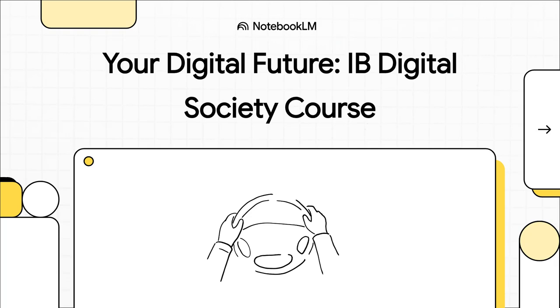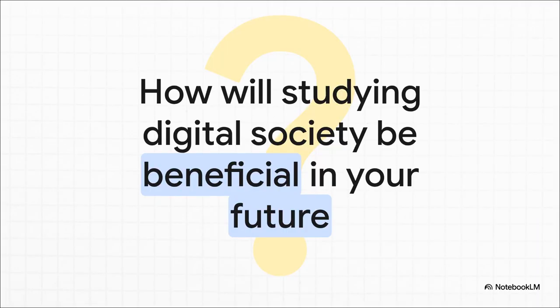Today, we're diving into a course that's all about the world you're living in right now and the future you're helping to build, the IB Digital Society course. So let's just jump right in and figure out what this is all about, and more importantly, what it means for you. So this is the big question, right? It's about way more than just passing another class. It's really about getting you ready for a world that's, well, it's changing all the time, thanks to technology. And over the next few minutes, we're going to lay out exactly how.